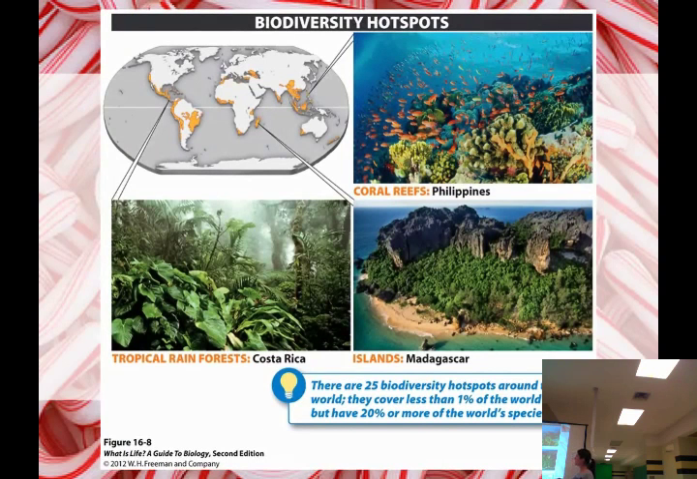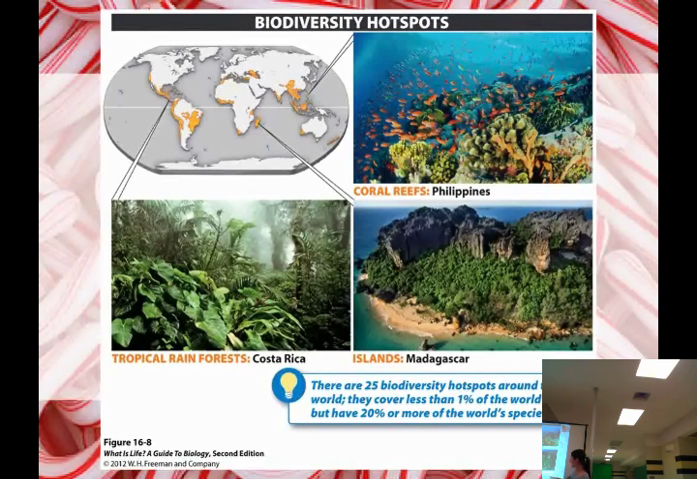And so some of the places on Earth that are near the equator are defined as biodiversity hotspots. Places like in the Philippines, where we see these beautiful coral reefs with all these different types of fish and corals, and then turtles and sharks. Tropical rainforests such as Costa Rica have a high diversity of plants. Here we have the island of Madagascar.